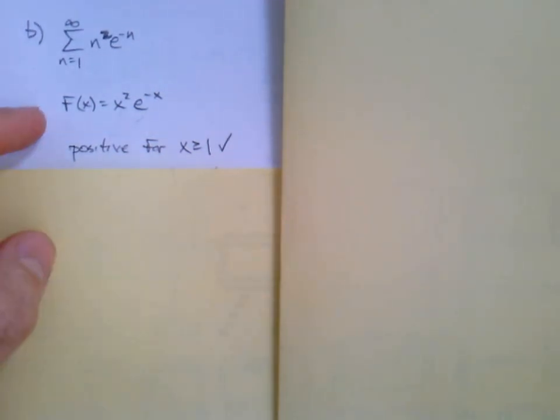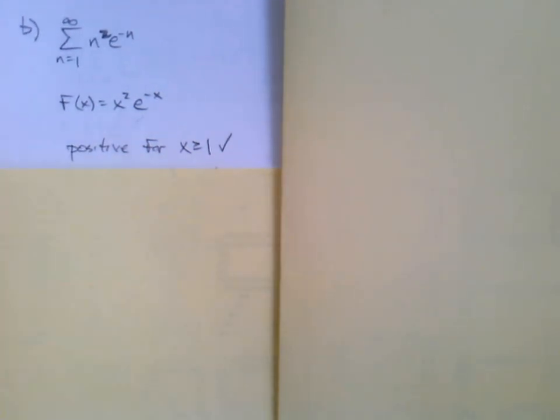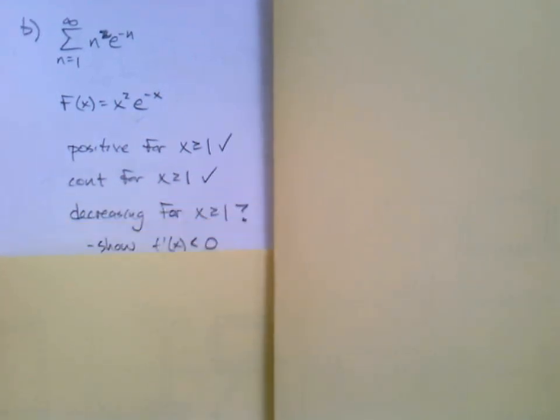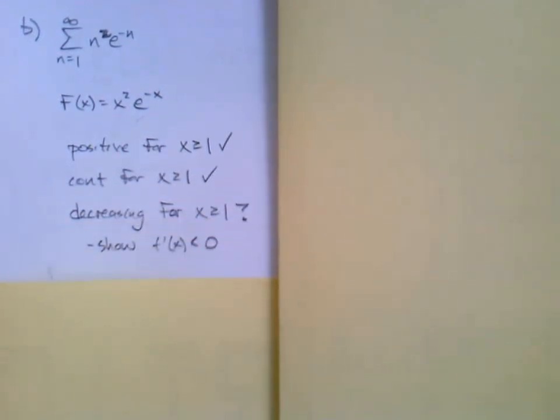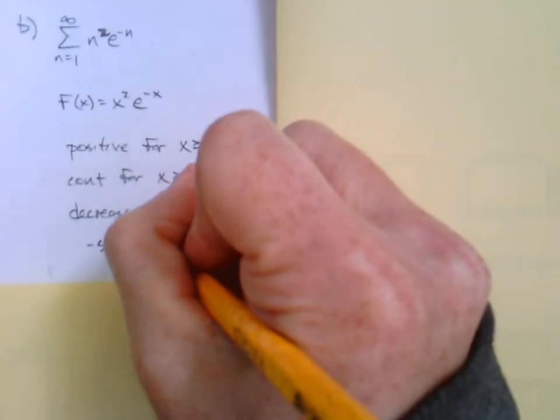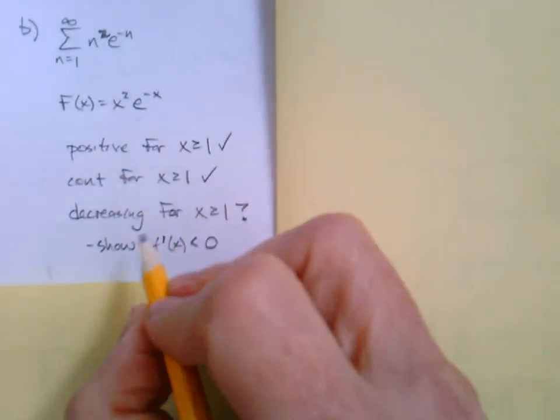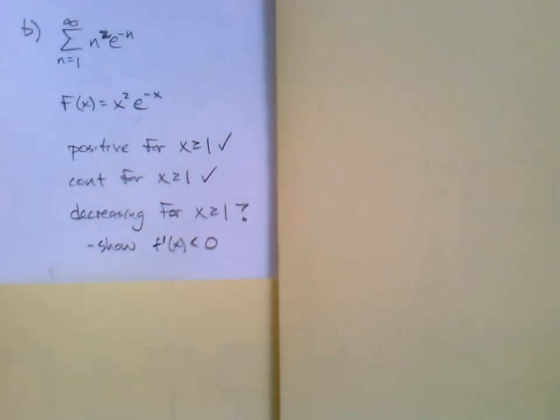Hey, is that function continuous? Sure is. There's no vertical asymptotes. There's no jumps or holes. I never divide by 0. So it's continuous as well. And now here's the very interesting part to this question. Is this function decreasing for x greater than or equal to 1? And we don't want to ever directly answer that. We want to show it with the derivative. So we're going to show that the derivative is negative.